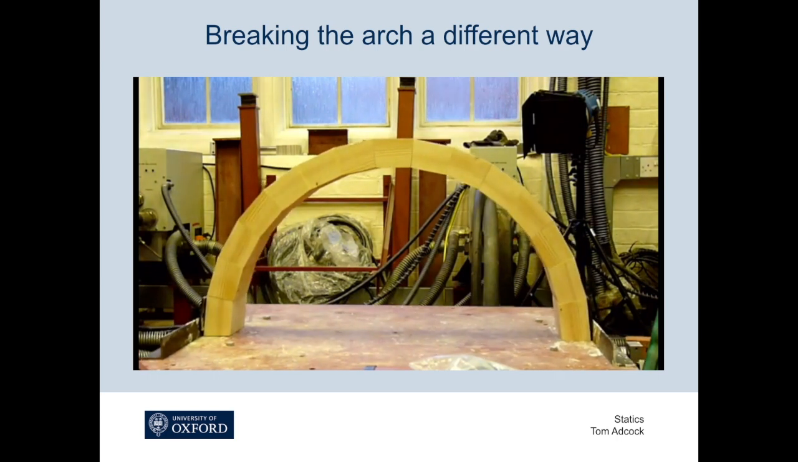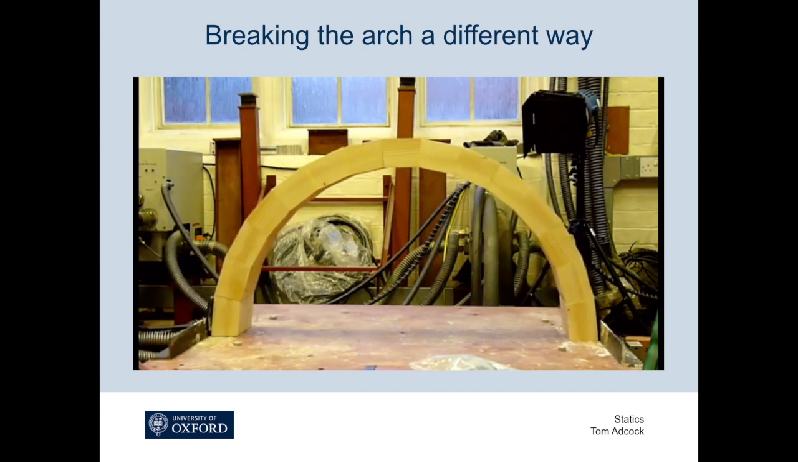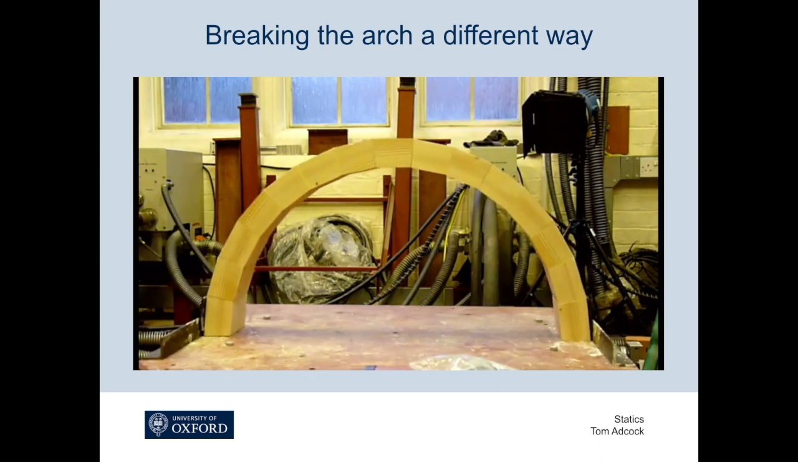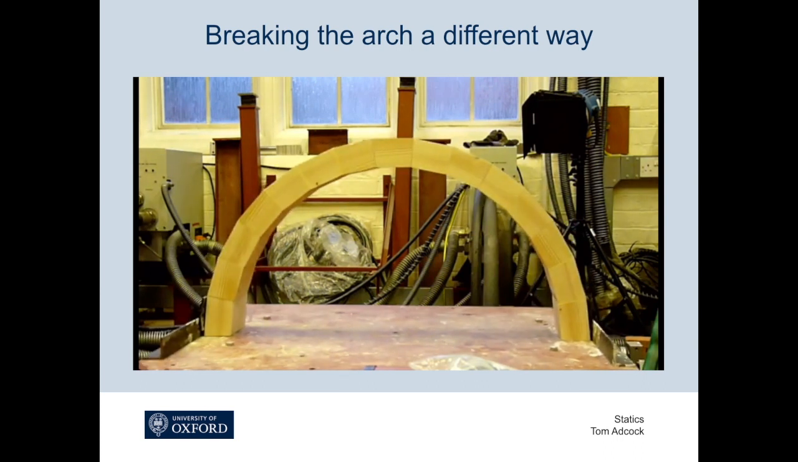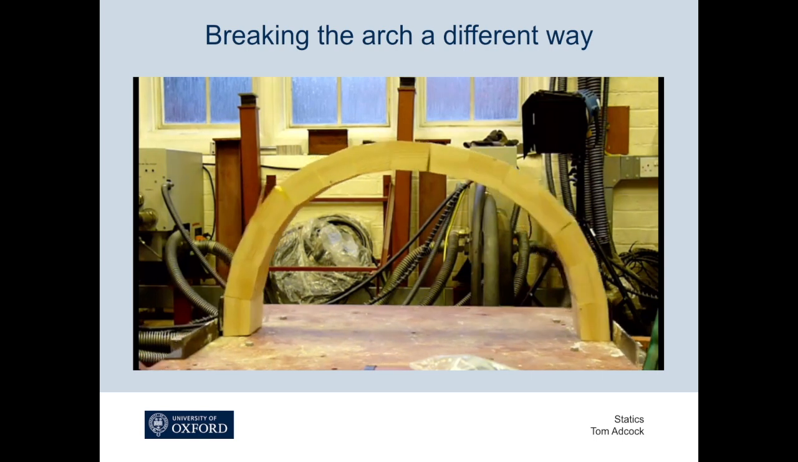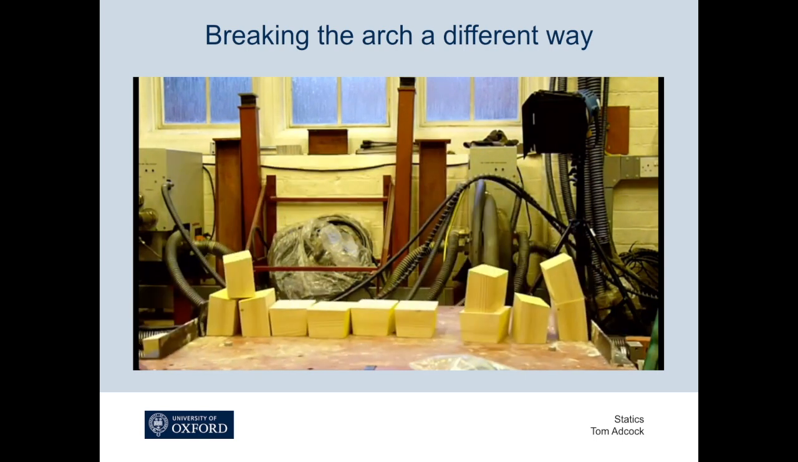So the table is rocking, and every time it rocks with a slightly higher frequency and bigger amplitude. At the moment, this arch is remaining stable, but as the magnitude of the motion increases, we find that eventually it's too much for the arch and it falls over.